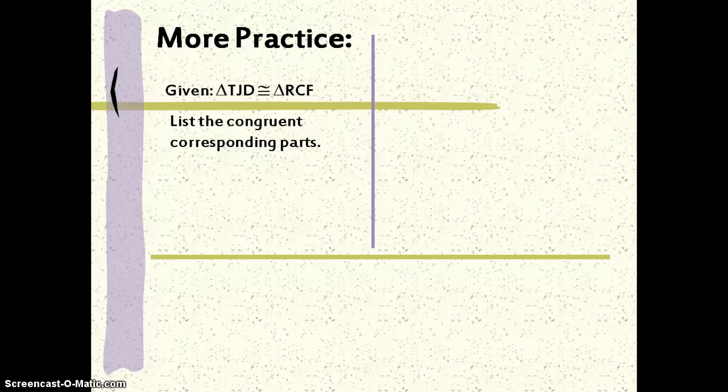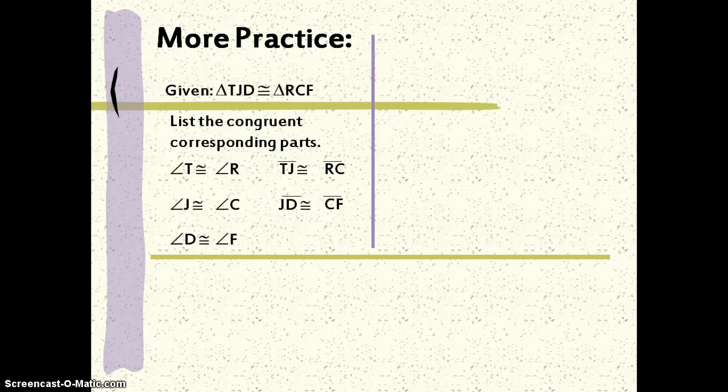More practice. Given triangle TJD is congruent to triangle RCF, list the congruent corresponding parts. So we know that angle T is congruent to angle R, angle J is congruent to angle C, and angle D is congruent to angle F. Now for the sides. TJ is congruent to RC, JD is congruent to CF, and TD is congruent to RF.